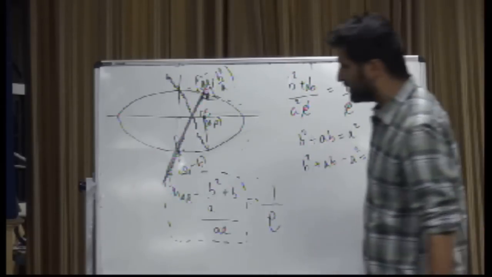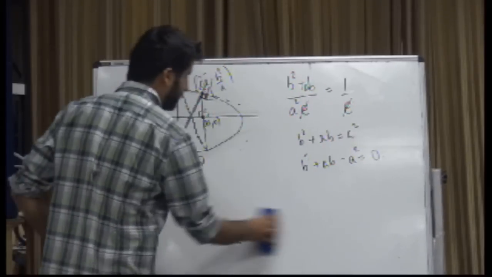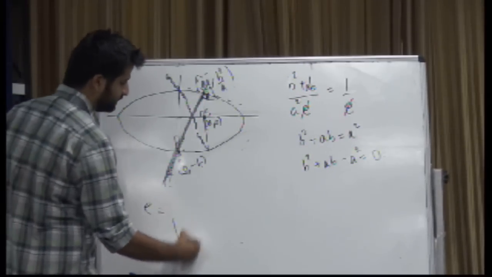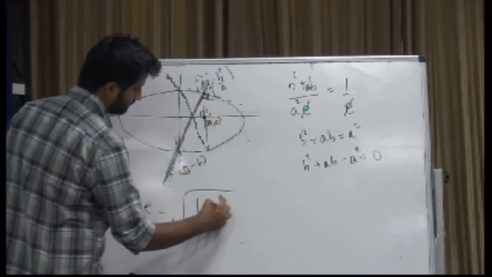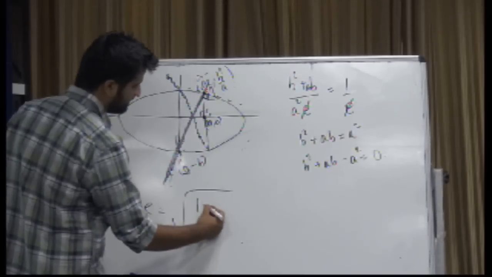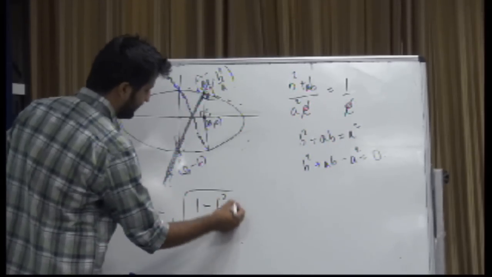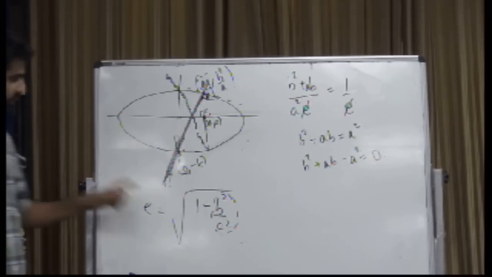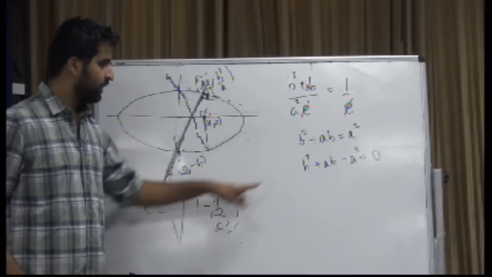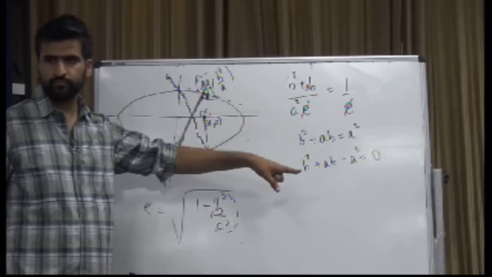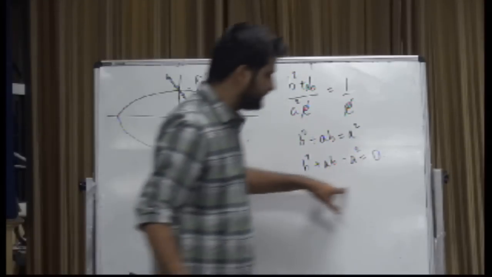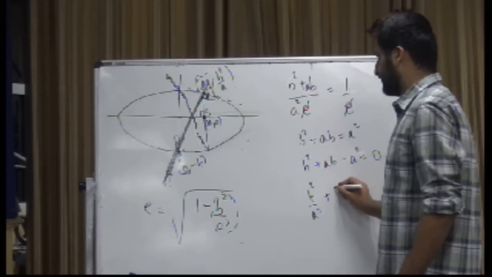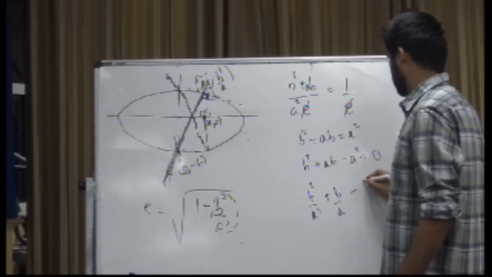Now eccentricity cancelled out. You will not be able to find the value of eccentricity like this. You know that the formula for eccentricity is square root of 1 minus b square upon a square. So you need to find the value of b square upon a square here. But you know this equation. What will you do? Divide by a square. You divide this whole equation by a square. What will you get? b square upon a square plus b upon a minus 1 is equal to 0.